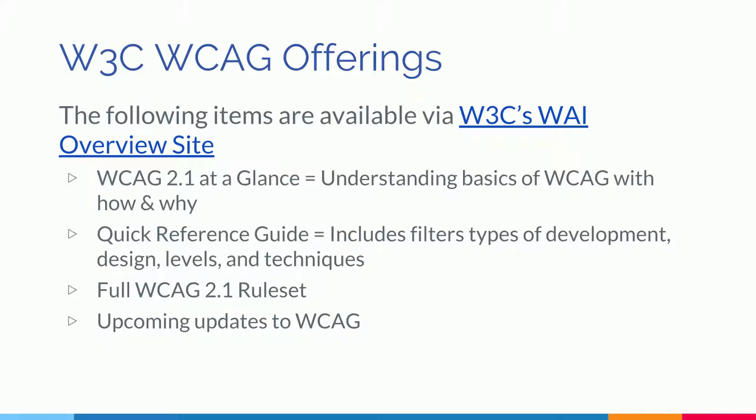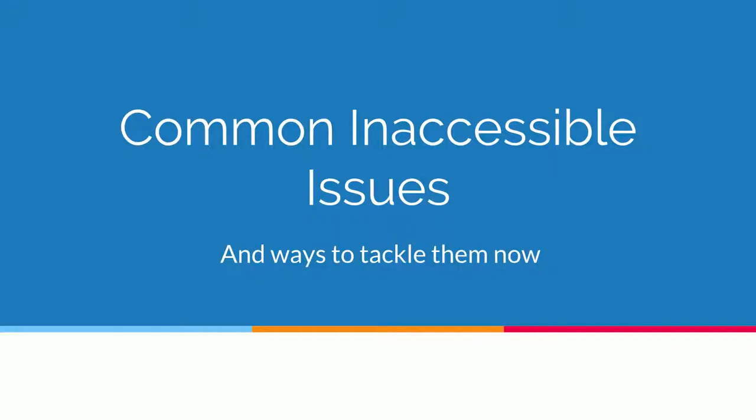It also tells you about anything that's upcoming. So if you check back, you can see the updates that they're making on 2.1, the updates that they're making for 3.0, whenever that comes out. Excited for that to come out, actually. So, okay, here are some of the common accessible issues. But before I go into that, because it gives me a break, does anybody have any questions regarding WCAG?